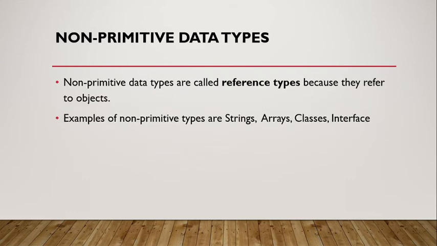Non-primitive data types. A string in Java is actually a non-primitive data type, because it refers to an object. The String object has methods that are used to perform certain operations on strings. Non-primitive data types are called reference types because they refer to objects. Examples of non-primitive types are strings, arrays, classes, and interfaces.